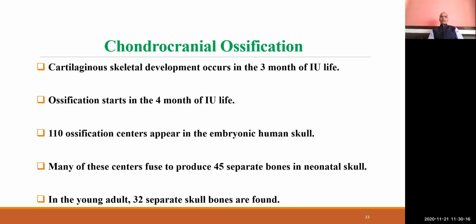So chondrocranial ossification. Cartilaginous skeletal development occurs in the 3rd month of intrauterine life. Ossification starts in the 4th month of intrauterine life. There are 110 ossification centers in the embryonic human skull, and many of these centers fuse to produce 45 separate bones in the neonatal skull. And in the young adult, there are 32 separate skull bones formed.